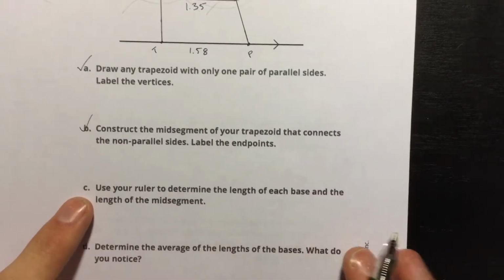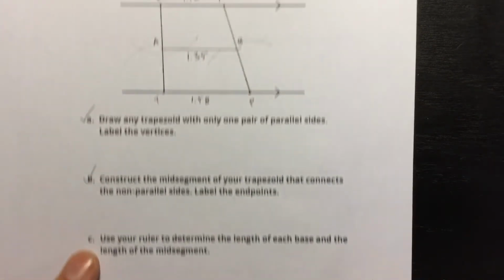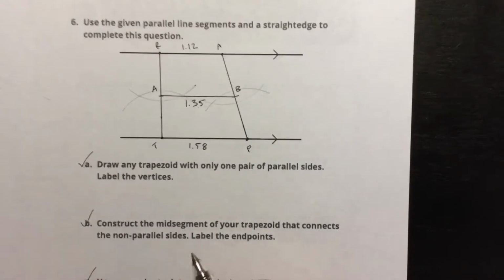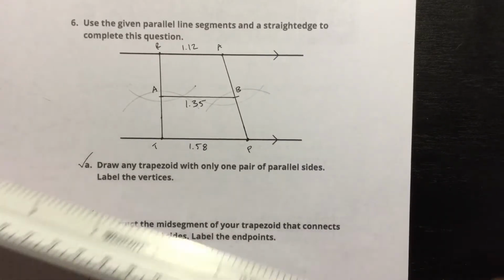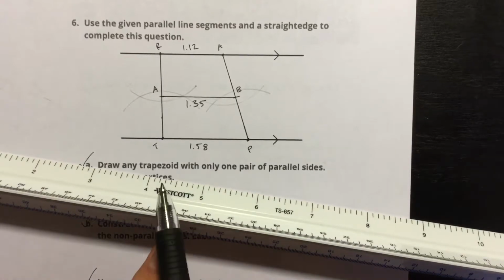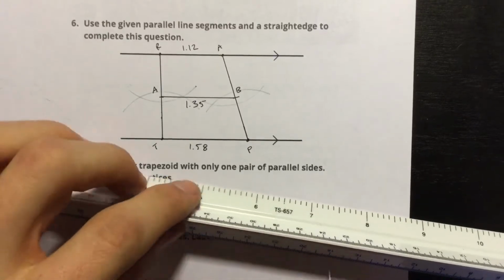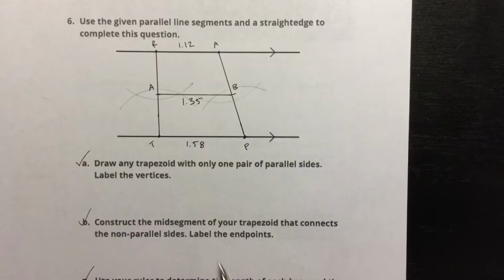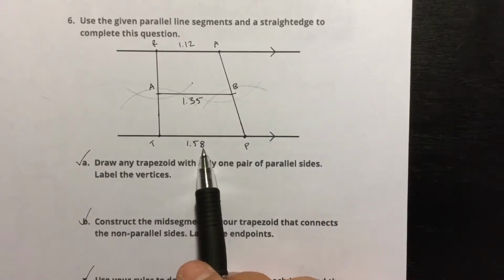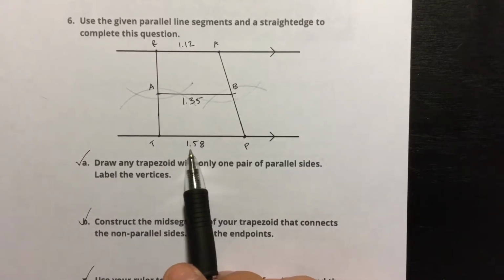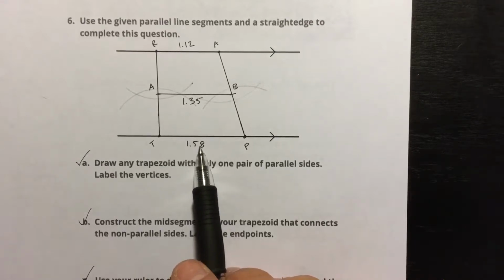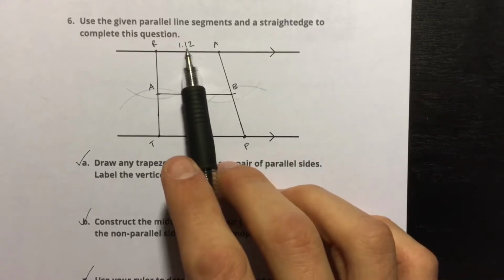Okay, C says use a ruler to determine the length of each base and the length of the mid-segment, and I already did that as well. This is in inches. Most rulers will break up inches into 16ths. Mine breaks it up into tenths, so you can see 1, 2, 3, 4, 5, 6, 7, 8, 9, 10. So it makes it easy for me to get these kind of hundredths approximations, right? Because 10th and then 100th. So it was closer to 1.6 than it was 1.5, and it was past what I thought would be 1.55, so I went with 1.58 anyway. And then I did the same thing up here, 1.12. Anyway, so that was part C.